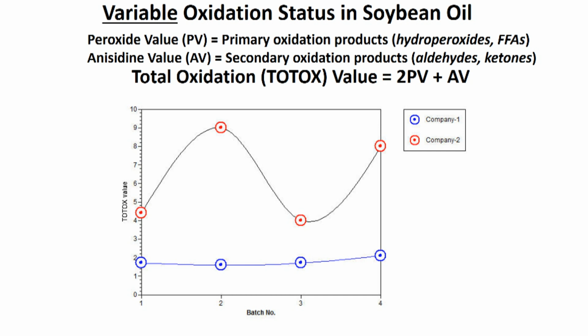This slide depicts the total oxidation or TOTOX value for a set of batches from two different raw material suppliers of soybean oil. The TOTOX value combines the results from testing for the primary oxidation products via the peroxide value, or PV, that includes hydroperoxides and free fatty acids, as well as from the results obtained from testing for secondary oxidation products via the anisidine value, or AV, that includes aldehydes and ketones.